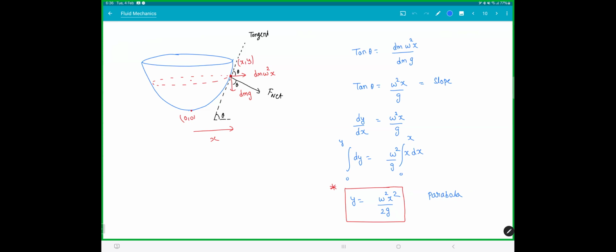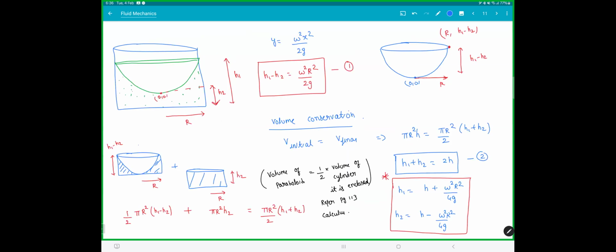Jainil, Daksha, clear? And then we said, okay, we know the equation of the curve. So height of that parabola is h1 minus h2, and the x coordinate is r. So we got one equation from the equation there. And the second thing came from volume conservation.